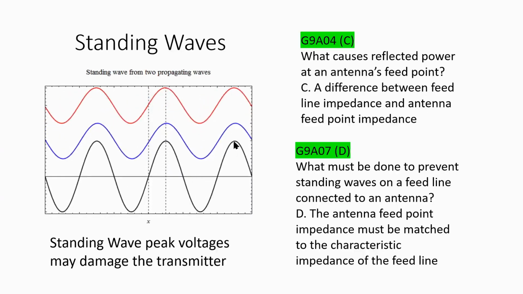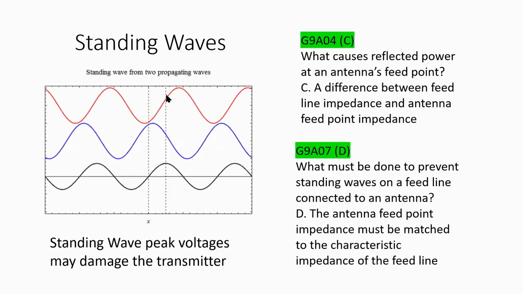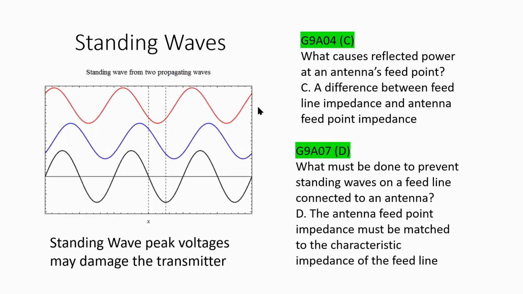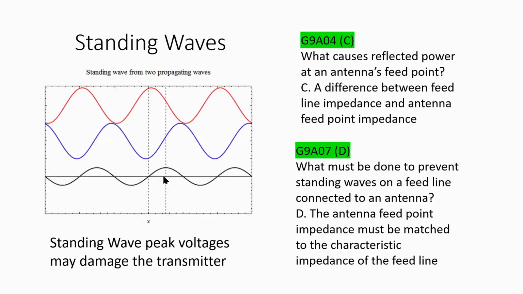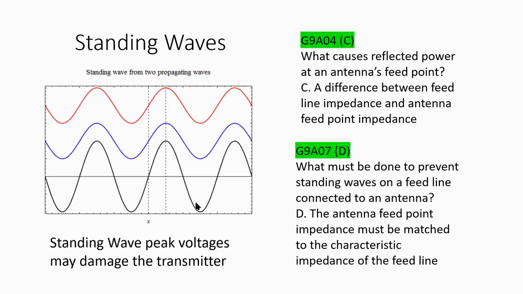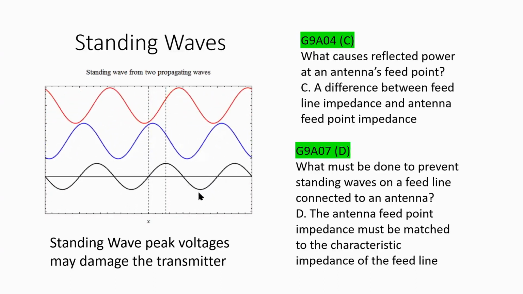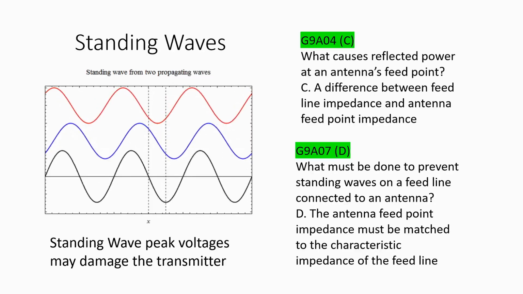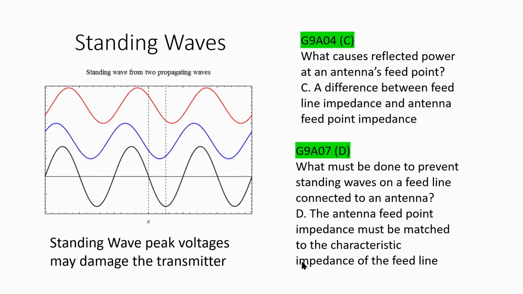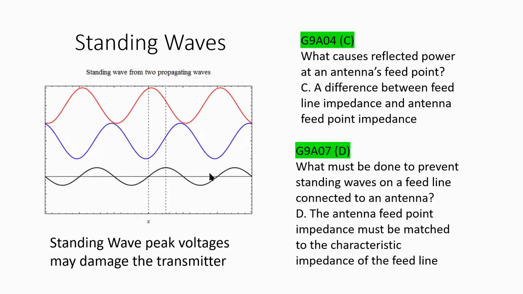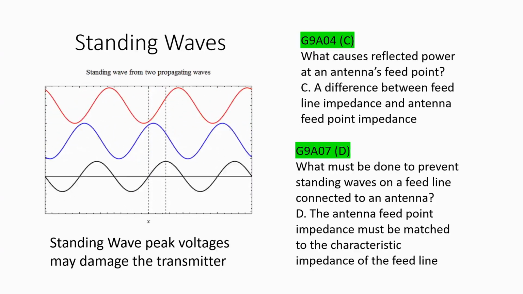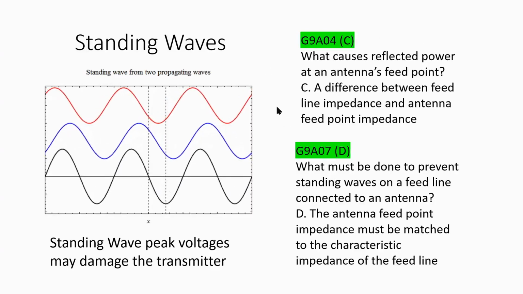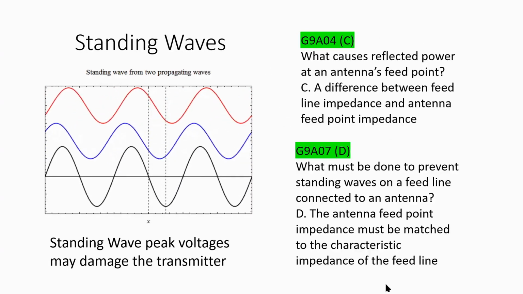That added energy is a higher voltage than the energy you're sending out to the antenna because of the addition of the returning energy. This high voltage spike can actually damage your radio. Most of your radios will actually start reducing their own power if this spike from the standing wave gets too high. So you have a couple of questions here.